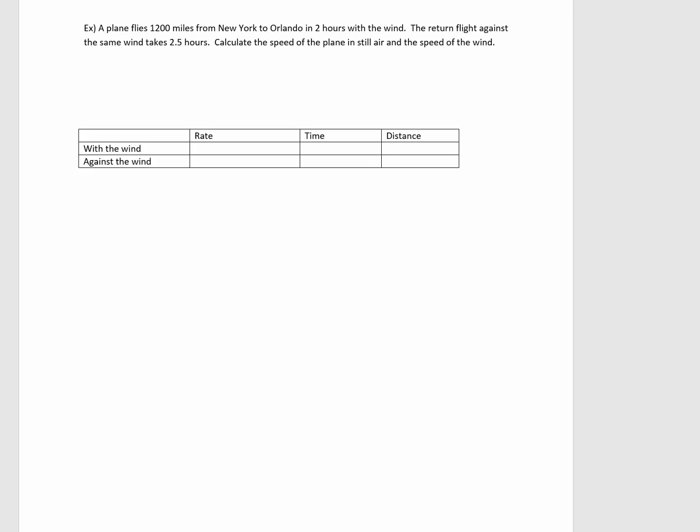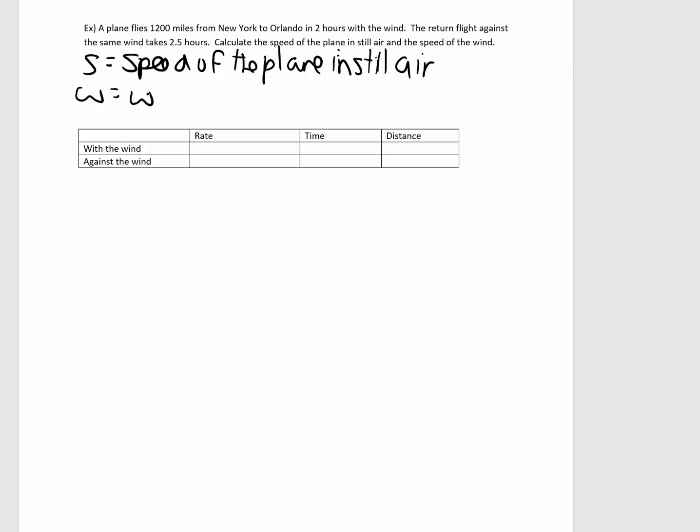Okay, let's take a look at the next example then. So a plane flies 1,200 miles from New York to Orlando in 2 hours with the help of the wind. The return flight against the same wind takes 2.5 hours. Calculate the speed of the plane in still air and the speed of the wind. So I'm going to have S represent the speed of the plane in still air, and W be the speed of the wind.